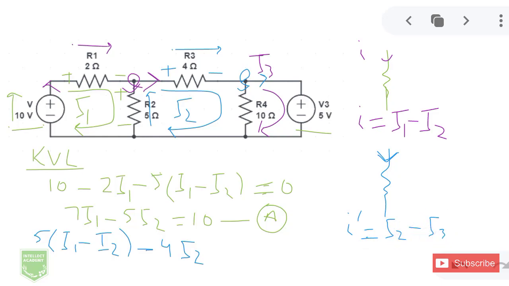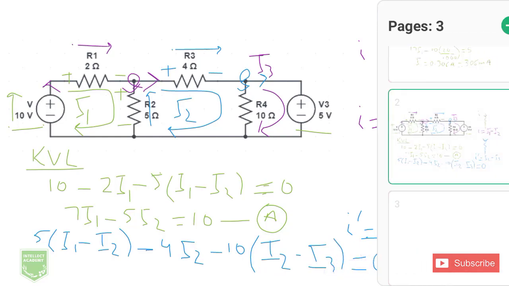Going back to my KVL equation over here, I'm going to put these values here, and then I'm going to write minus 10 multiplied by the current through the 10 ohm resistor, that was I2 minus I3. And then I'm just going to open the brackets, add and subtract where I can, and I get 5I1 minus 19I2 plus 10I3 equals 0. And I'm going to mark this as my equation B.